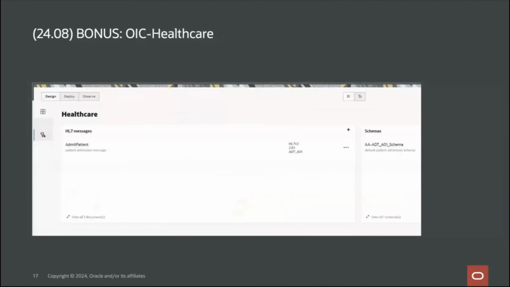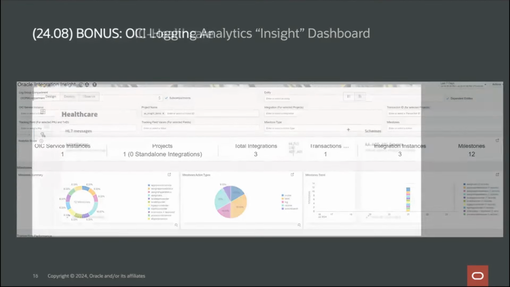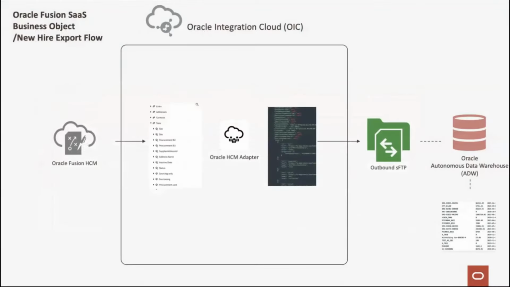Another bonus is the healthcare flavor of OIC. This is not yet released either; this is 24.08. But if you're in the healthcare industry, looking at healthcare integration interfaces and looking to integrate those, there will be support for, in particular, HL7 and FHIR interfaces, and those will be integratable in OIC Gen 3, the healthcare flavor of that. This is something that we're also very excited about. More details to follow on both of these, but I just wanted to put those on the radar.